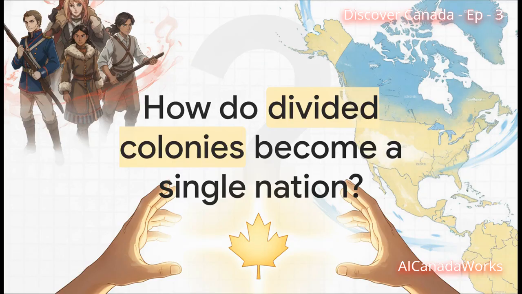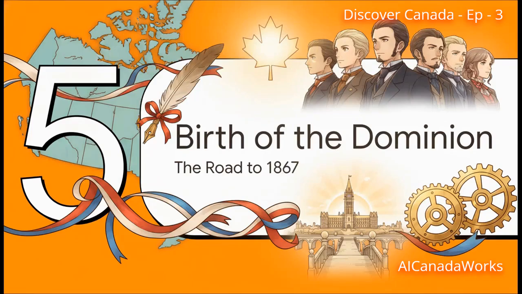The great question of the 19th century was, how do you take these divided, war-tested colonies and actually turn them into a single functional nation? The answer to that question is confederation. Let's step into our fifth and final section, the birth of the Dominion and the political road to 1867.